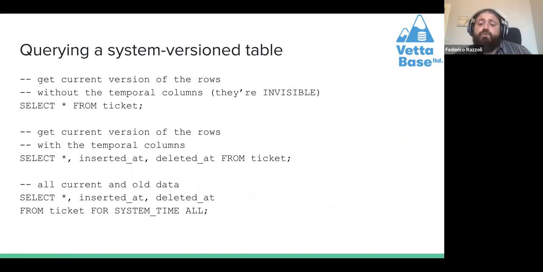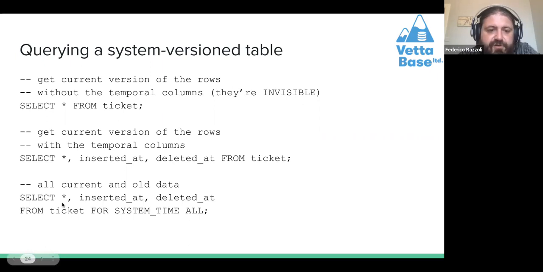Okay. So once we have this, we can run some interesting queries. For example, here, we select everything from the ticket table, and we will only see current data, because as I said before, by default, we only see current data. Also, we defined the timestamp columns as invisible. So by default, we don't see them. We don't get them in a query. In the second query, we specify that we want to see those columns. We specify asterisk, but then we specify the column names. So we will get them in the results. But it is not very useful yet.